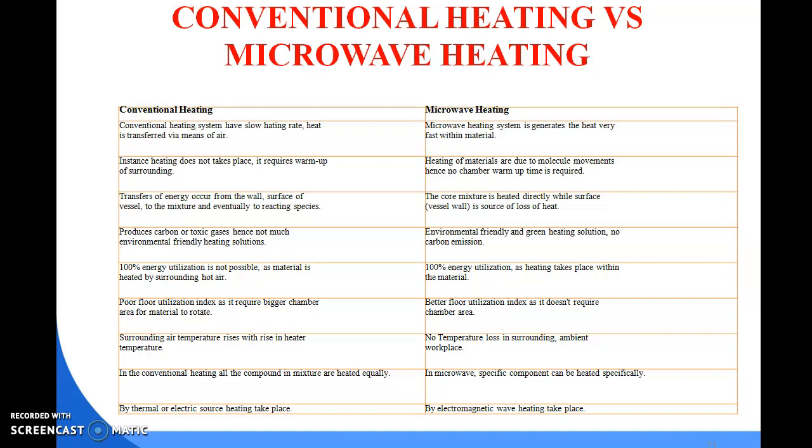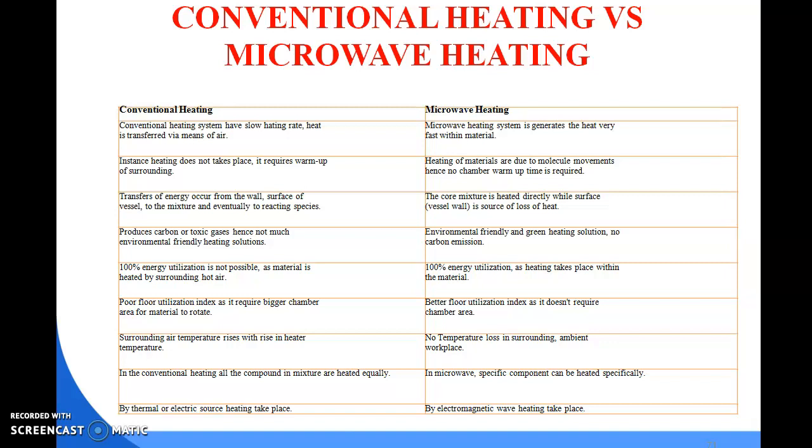In conventional heating, all compounds in the mixture are heated equally. In microwave, a specific component can be heated specifically. This is the main point you will find. In conventional heating, all the compounds in the mixture are heated equally, but in microwave heating, a specific component can be heated specially.